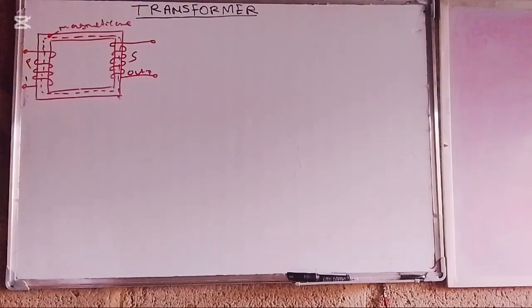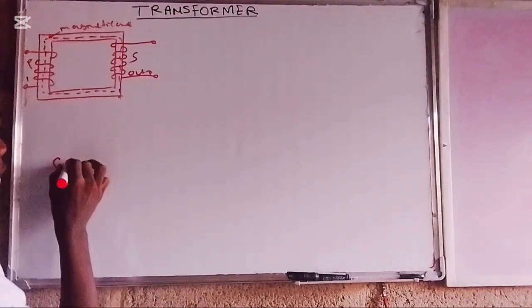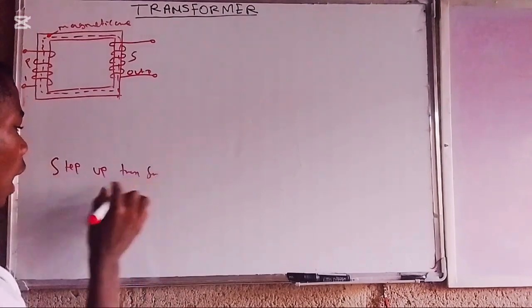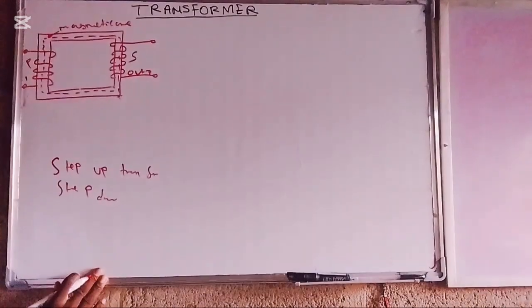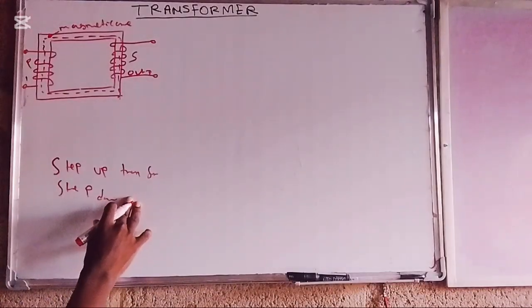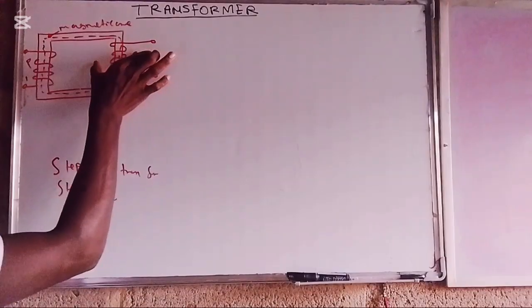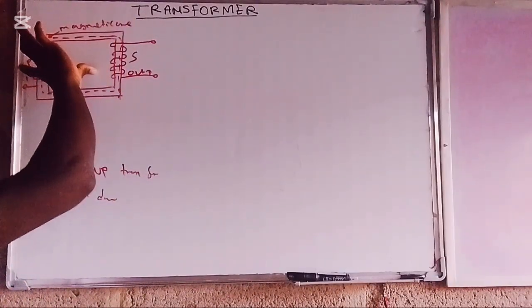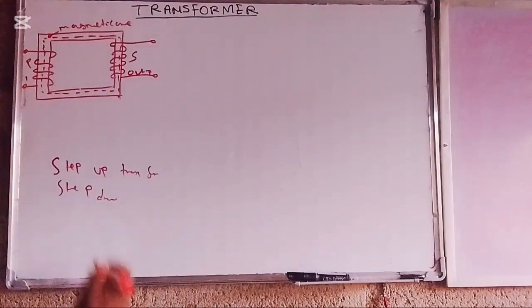So this is a diagram of a transformer. But you have to take note that we have step up transformer, and we have step down transformer. So what is a step up transformer? A step up transformer is a transformer whereby the number of turns of secondary is greater than the number of turns in primary. This is step up transformer.